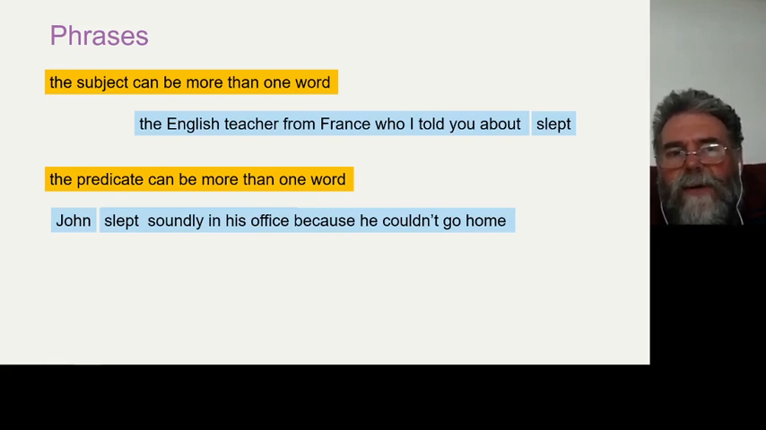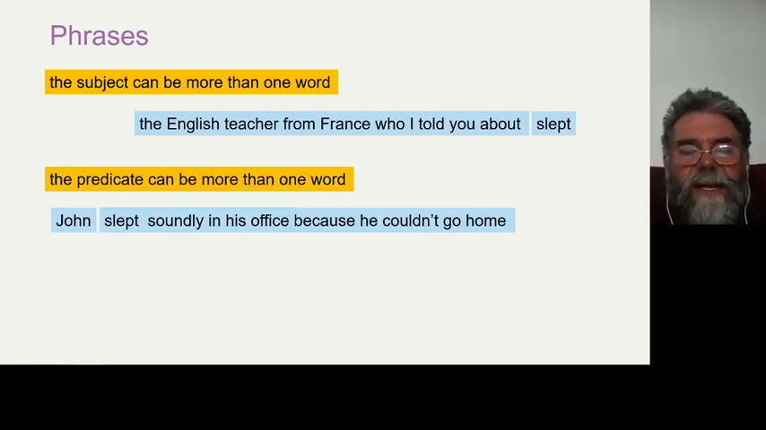Now, these groups of words, therefore, form a part of the sentence. They are a constituent of the sentence. Clearly, they're bigger than words, but they're not as big as sentences. So even though there are lots of words in the English teacher from France who I told you about, it doesn't by itself constitute a sentence because it doesn't have a predicate. We need the predicate slept to be put after that to form the full sentence. So what this points out to us is that there are things which are bigger than words but smaller than sentences. And these are things that we call phrases.